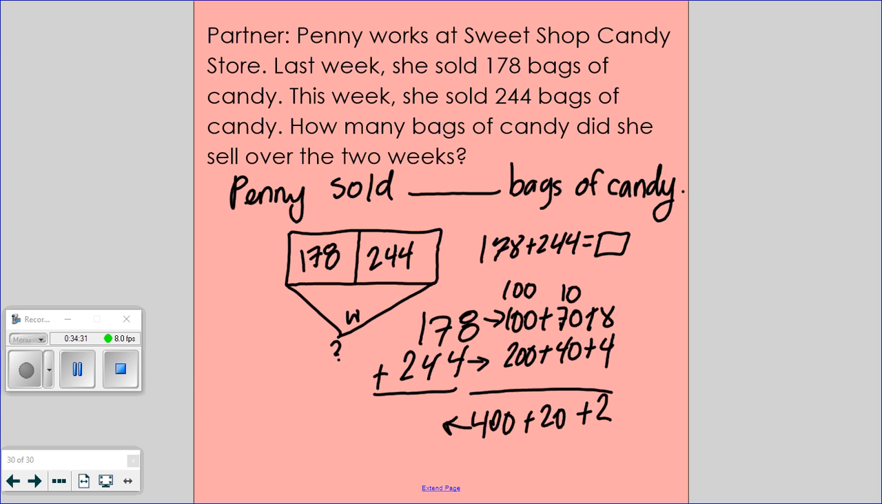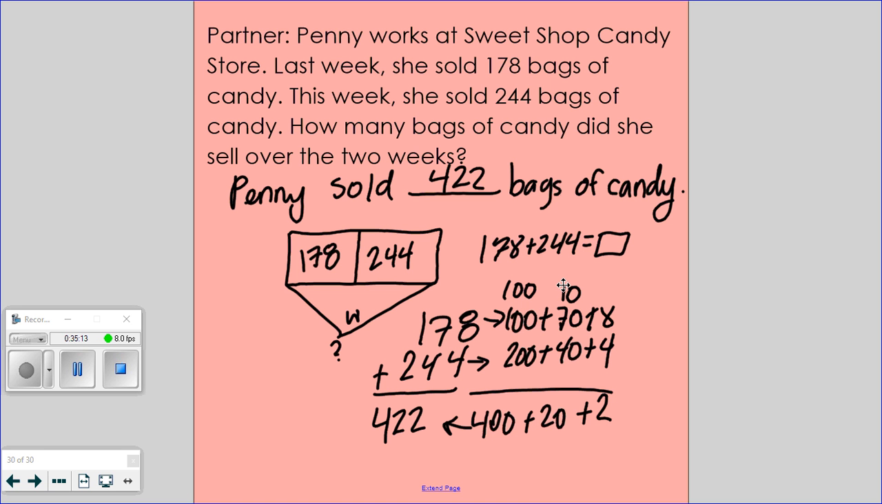Put that number back in standard form, please. Mason? What is this number in standard form? Billy, I'm over here, which means you should probably be looking this direction. Yes, you. Bria? 422. Very good. So she sold a total of 422 bags of candy during those 2 weeks.